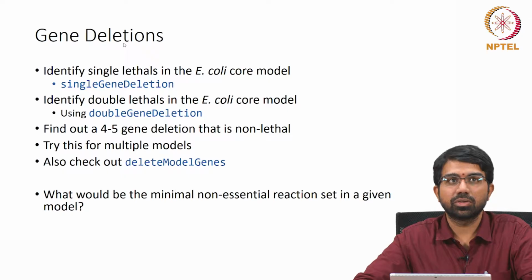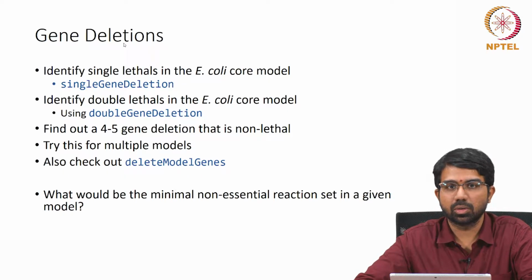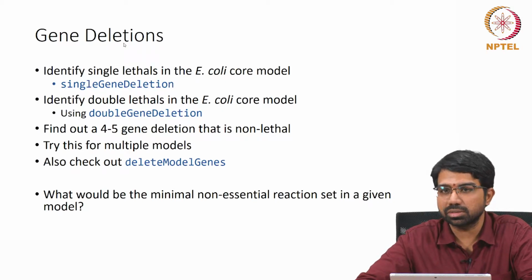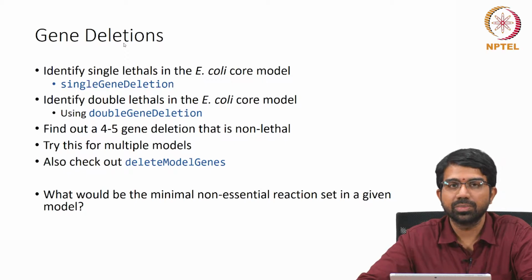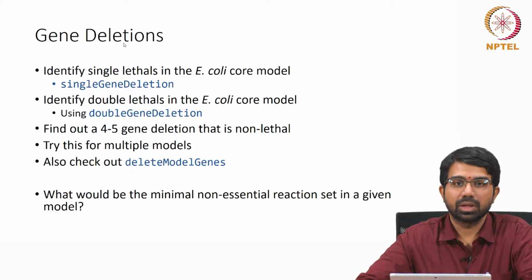So, welcome back. Let us try out the following problems today in the lab. Let us identify single lethals in the E. coli core model using the single gene deletion function in COBRA toolbox. Let us identify double lethals in the E. coli core model using the double gene deletion, and a slightly more tricky problem is, can we find out a 4 to 5 gene deletion? So, remove 4 or 5 genes from E. coli without killing it, right.